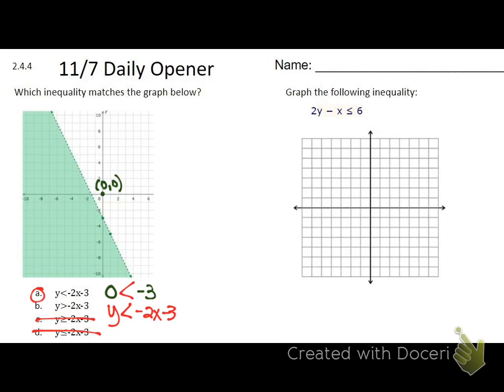So today when you guys go to take your quiz, the first problem is going to be worth 1 point. This next problem, though, is going to be worth more points. It says graph the following inequality. Well, before I can even graph this, what am I going to have to do to it?